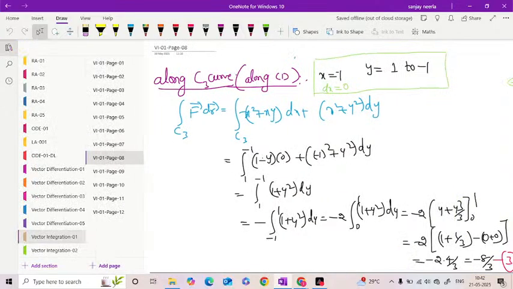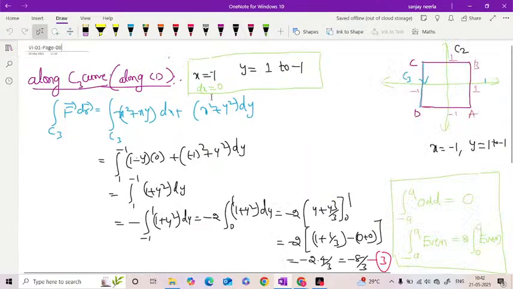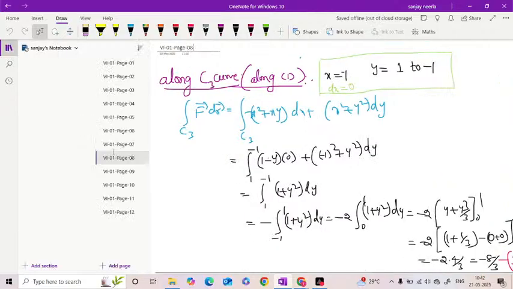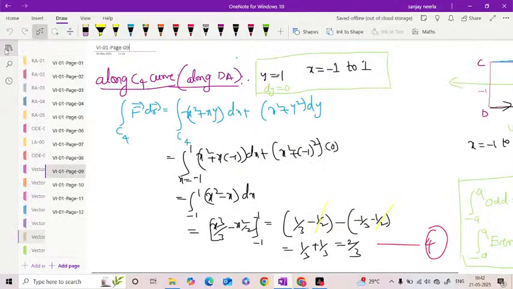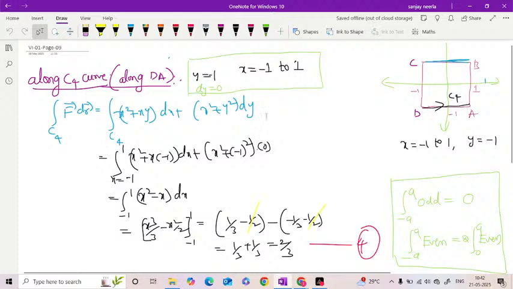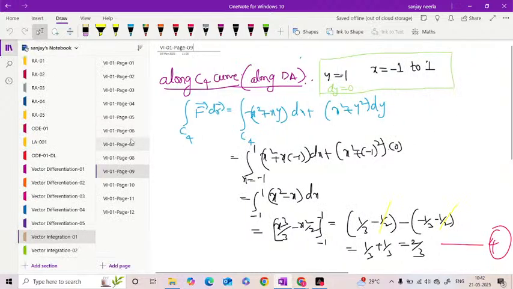Similarly, c3 path case. So x is fixed, that means x is equal to minus 1 and y is running from 1 to minus 1. So after substituting, this is total in terms of y function and the result is minus 8 by 3. Next one, c4 path, same. In the c4 path, y is fixed and x is running from minus 1 to plus 1. The result is 2 by 3.